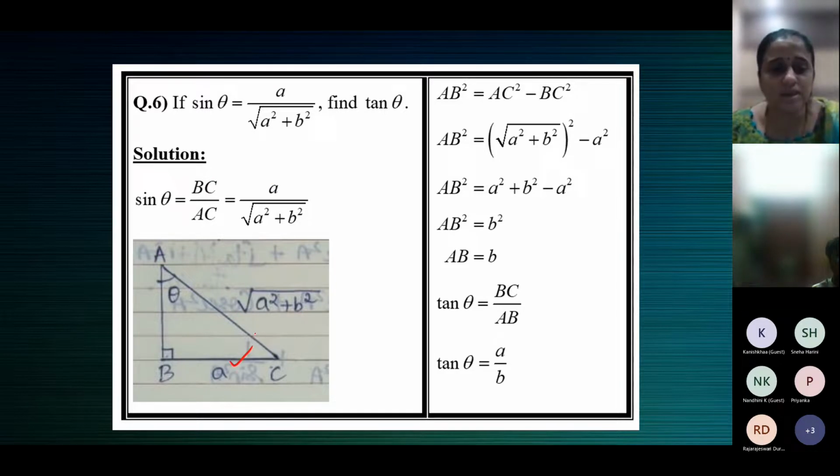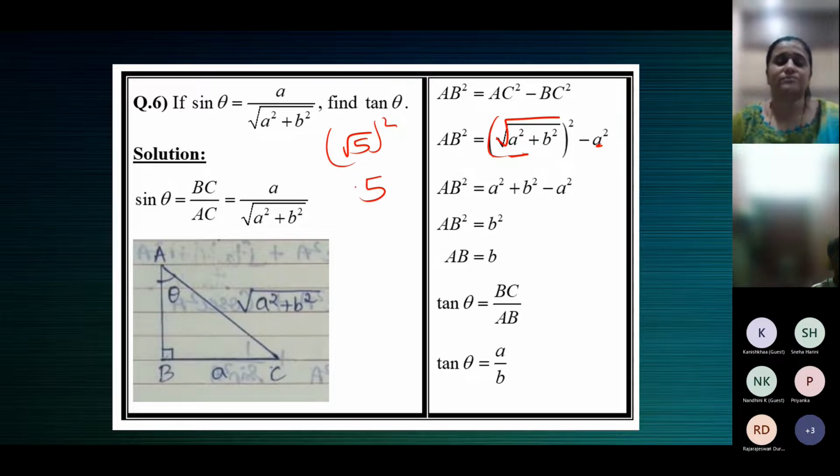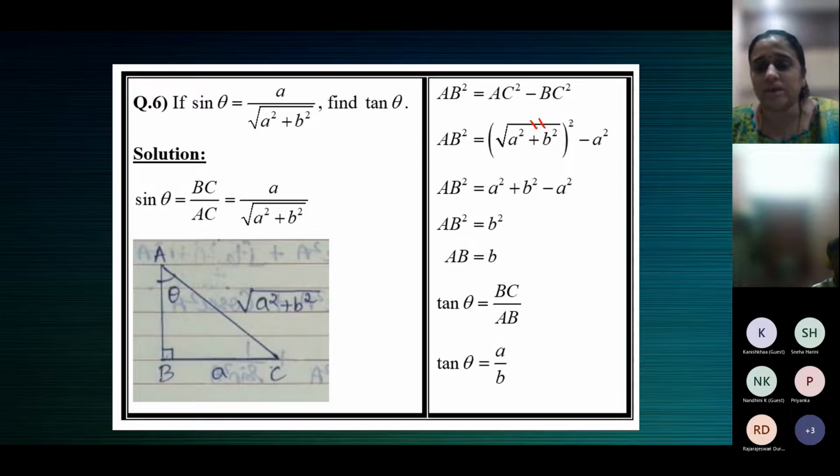Now, what will you do when you know these two sides? Using Pythagoras theorem, you will find AB. AB square will be equal to the hypotenuse square, AC square, minus BC square. If you have root 5 the whole square, it is 5. The square root and the square get cancelled. So the value of this one is a square plus b square minus a square.